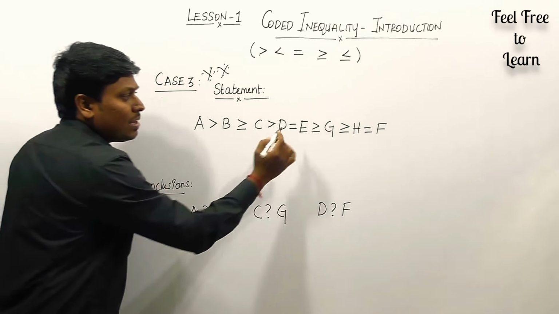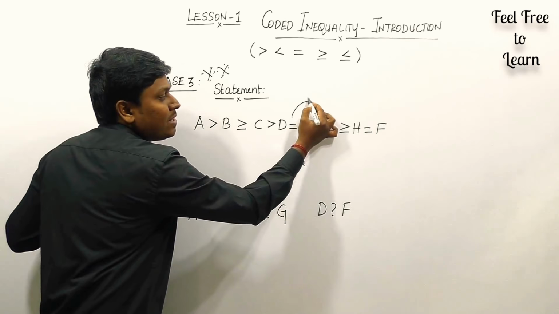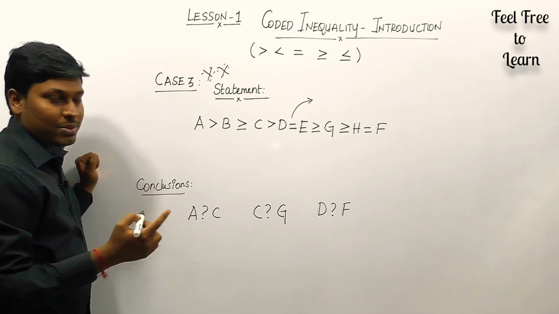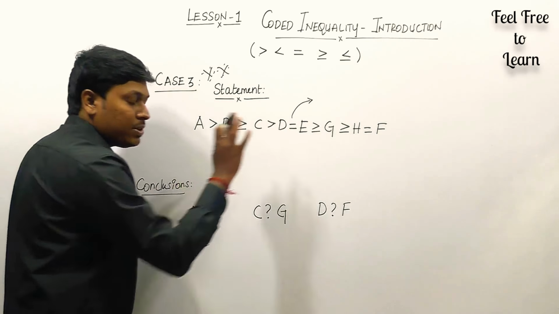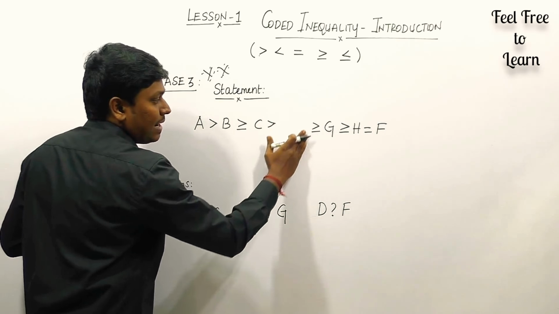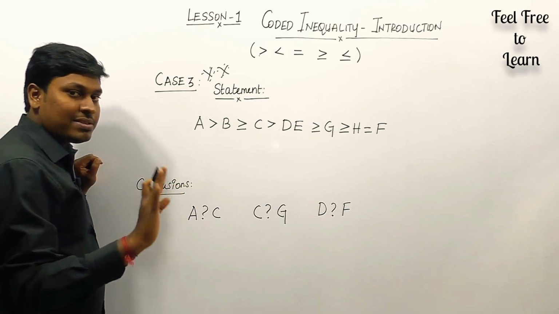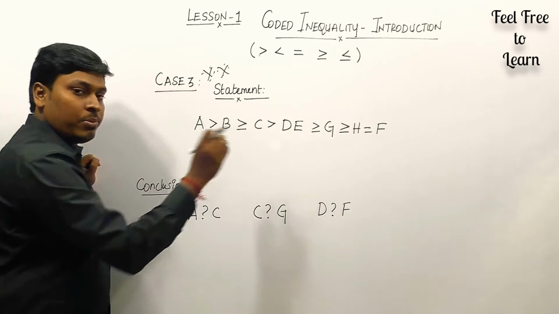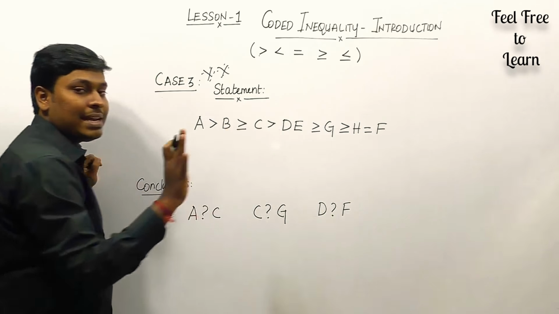Listen, most of the students make a mistake because of this equal to symbol. While comparing the relationship between the elements, if you find an equal to symbol, better rub this equal to symbol and write this as D and E. You will get the answer correctly. So friends, got it? D equal to E, both are the same. So better rub this equal to symbol and write D and E.